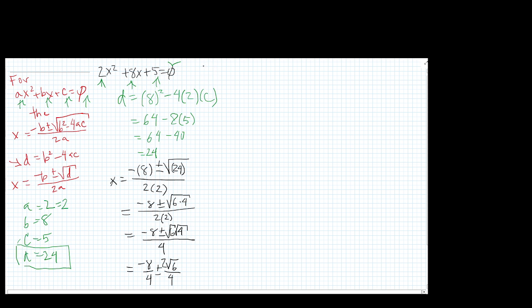Our solution set, let's use a different pen to be a little colorful. So our x are equal to minus, what's 8 divided by 4? 2. Plus or minus, what's 2 over 4? 1/2. So we have the square root of 6 over 2.